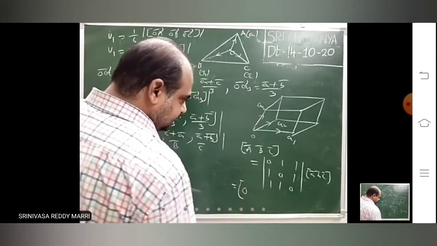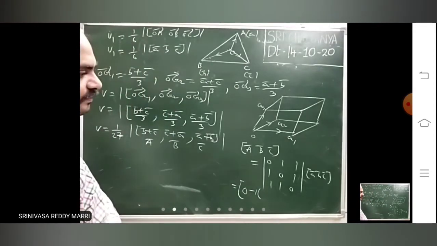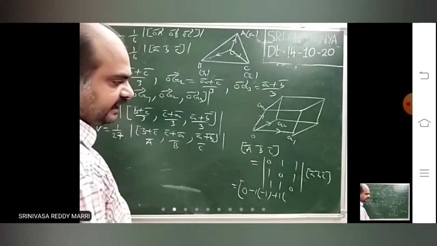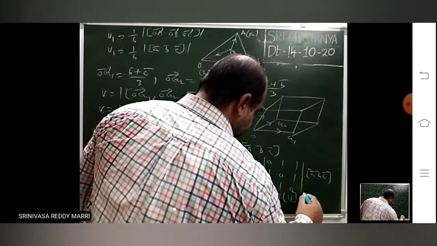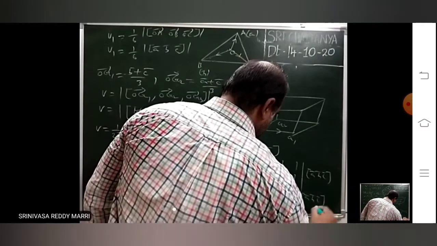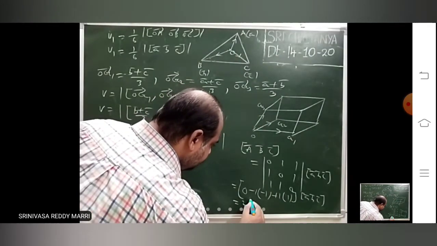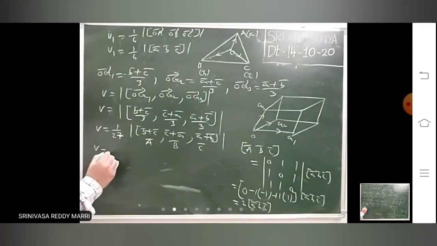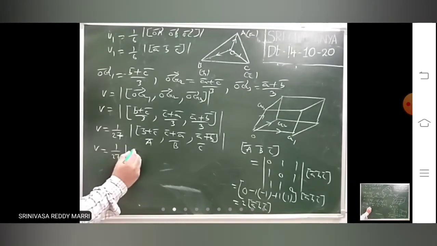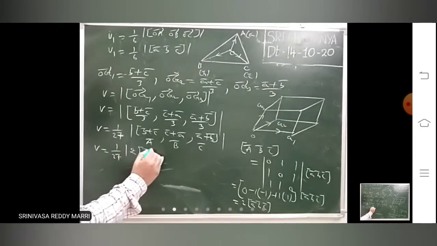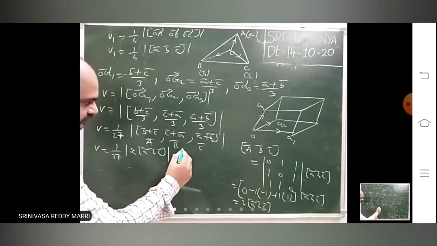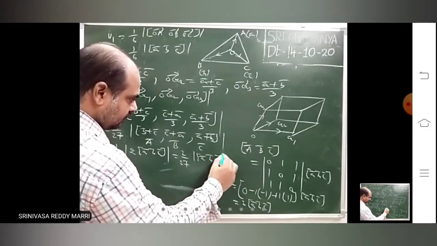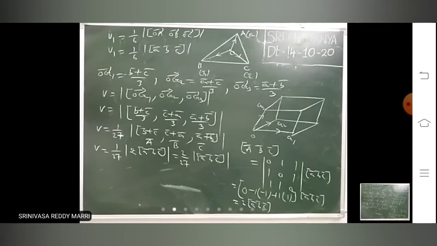So 0 into, that is 0. So minus 1 into 0 minus 1, minus 1, plus 1 into 1 into this. That means you got 2 into this. So substitute that here, V equal to this, inside one is nothing but this. So therefore V2 is this.